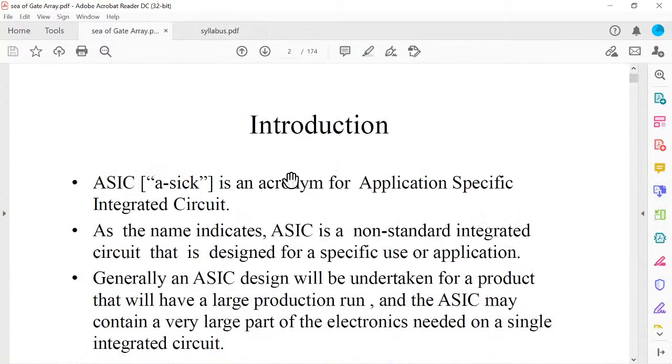Before starting this topic, first I want to elaborate a term, that is ASIC. ASIC stands for Application Specific Integrated Circuit. Now, what is the meaning of Application Specific Integrated Circuit? Any integrated circuit that is implemented for any specific task is known as an application specific integrated circuit. It is implemented and used only for a specific work.